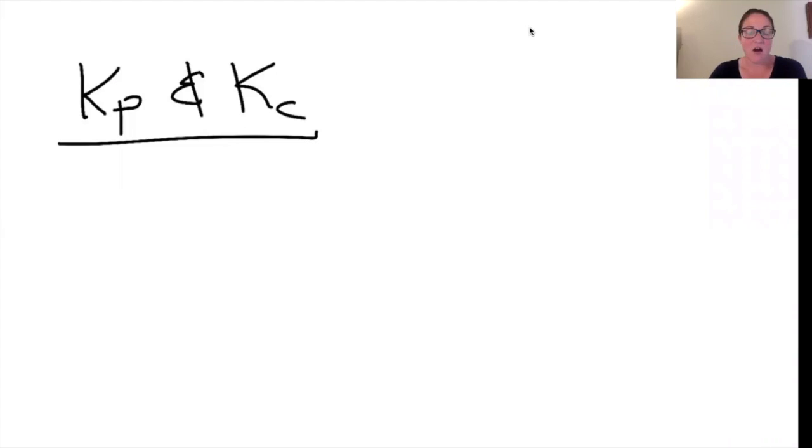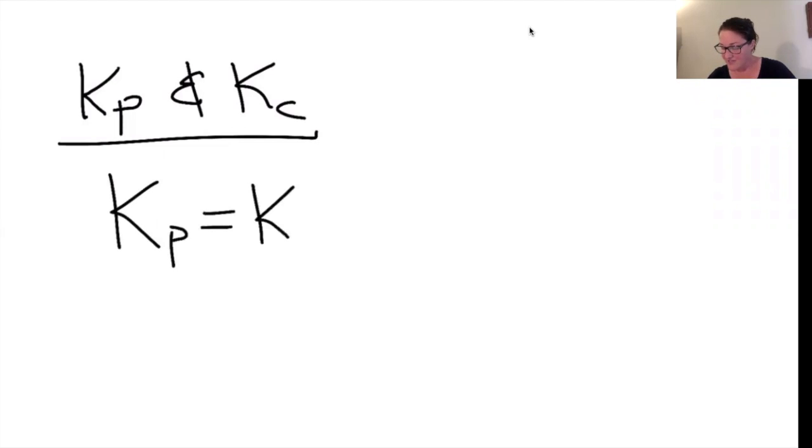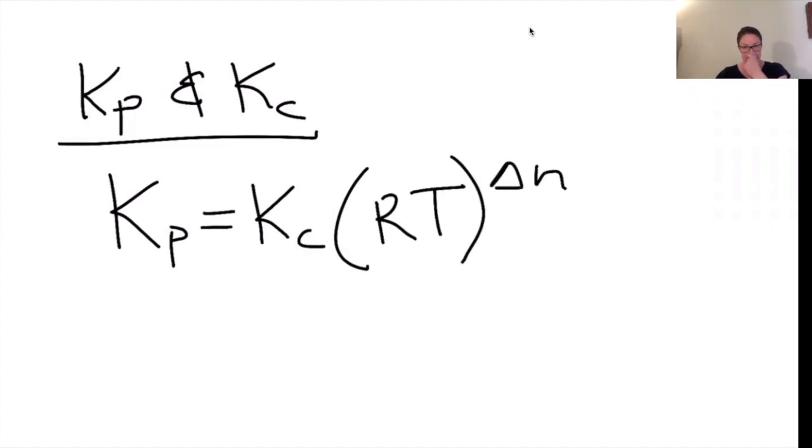Kp and Kc are mathematically related to one another. Once again, Kp is an equilibrium constant done with partial pressures, whereas Kc is an equilibrium constant done with concentration or molarities. Mathematically, these two are related using this equation. Kp equals Kc times the quantity RT to the delta N power.